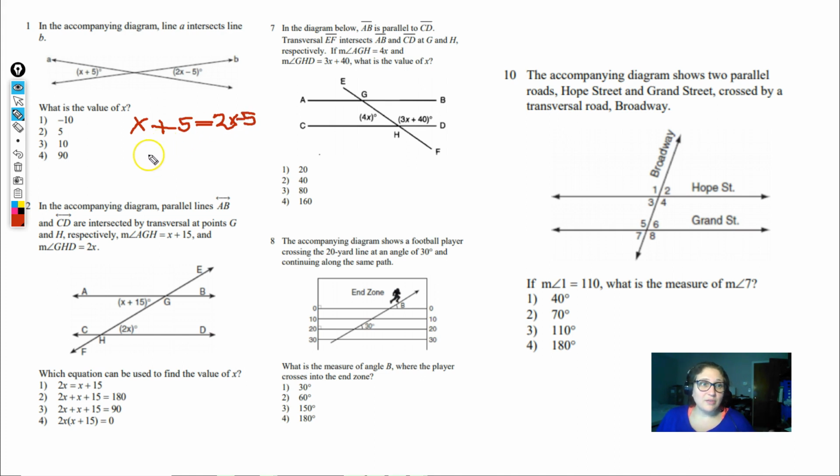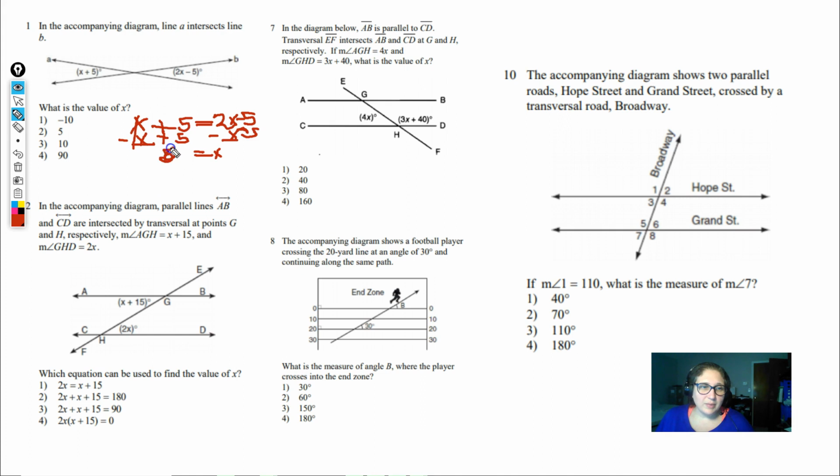So then we just solve. I'm going to subtract 5 from both sides. Or I probably should have subtracted x from both sides in hindsight. Let's do that instead. Well, it doesn't matter. I'm going to subtract x from both sides. That way I can keep a positive x and not deal with negative numbers. So we've got 5 equals x, because 2x minus x is x. And then I'm going to add 5 to both sides in that same step.